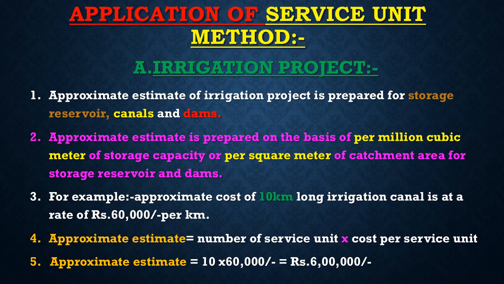The unit to be adopted for finding out the approximate estimate of an irrigation canal is either the area of land under command of the canal worked out in hectares, or per kilometer.